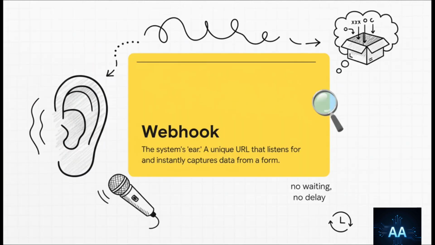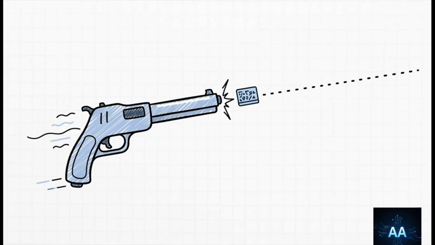Okay, first up, the webhook. You can think of this as the system's ear. It's just a special URL that's always listening. The very instant someone submits your form, it gets what's called an HTTP post request and just snags all that data. There's zero delay. It happens in a flash. So yeah, the webhook is literally the starting gun for our relay race. The moment it fires, the whole system just explodes into action.